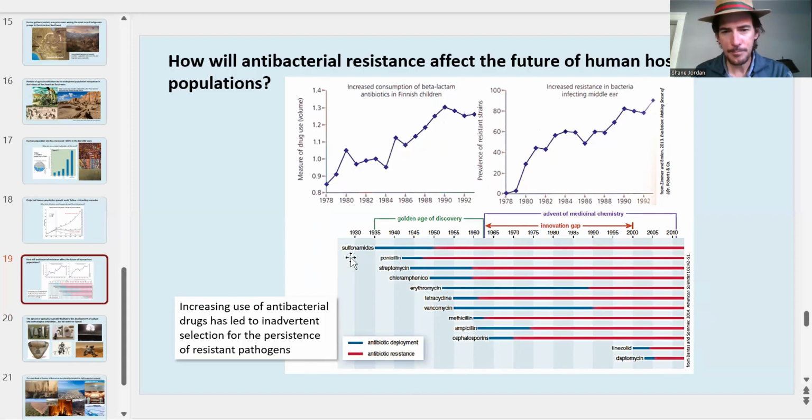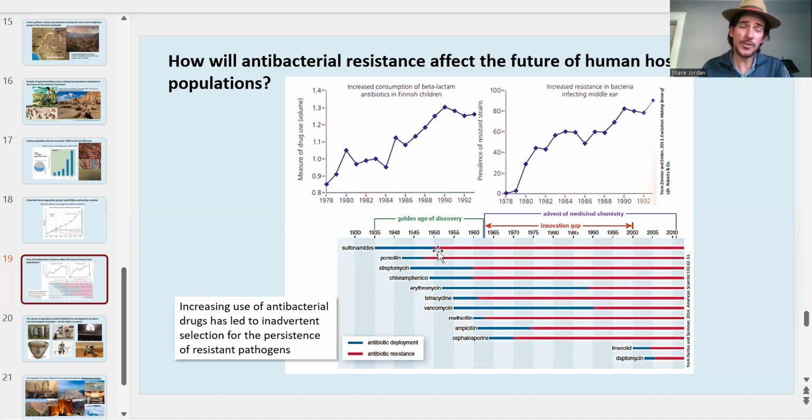And this graph is basically showing two color bars, blue and red. The blue bars are showing when the antibiotics were first deployed, and the red bars are showing when the bacterial infections that were being treated with these drugs started to become resistant to these drugs. And so what we can see is that from 1930 to 1950, this particular drug was pretty successful at preventing antibacterial infections, but then by 1950, the bacteria had developed resistance to the drug because of natural selection.